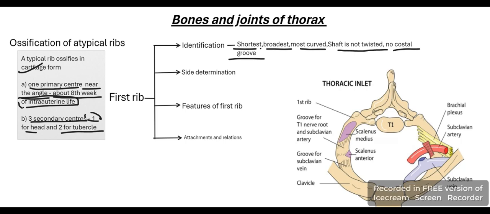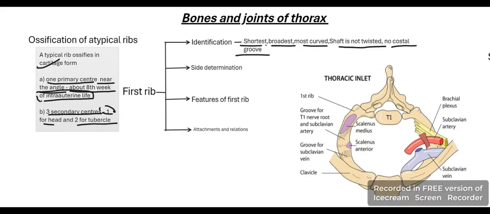Now, second is the side determination. In side determination, the anterior end is large. This is the anterior end. It is large, and the posterior end is small and round. The outer border is convex and it doesn't have any costal groove.